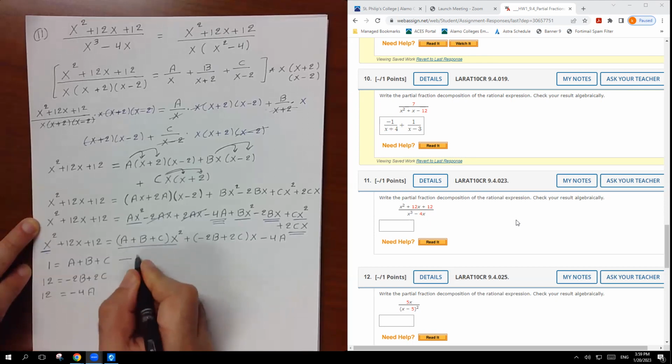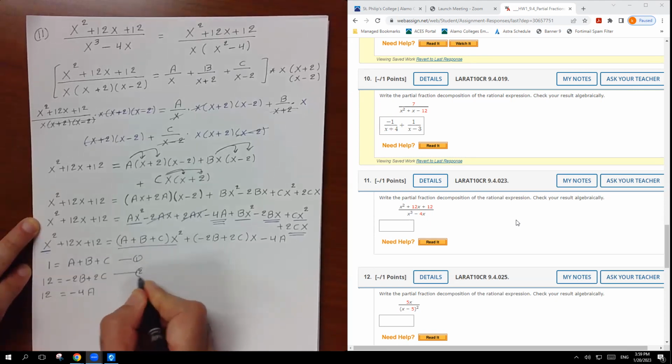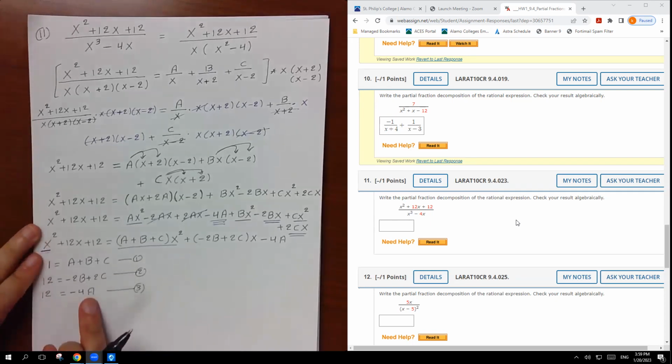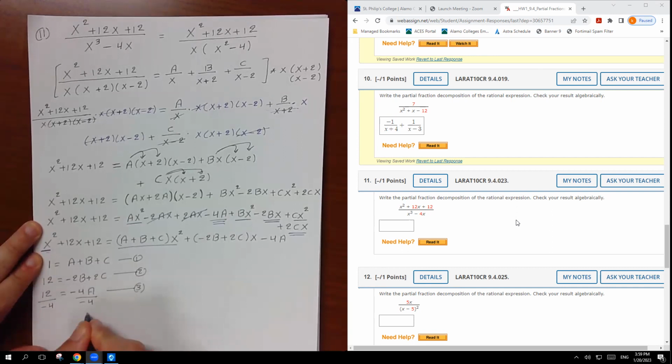So this is the first one, and the second one, and here is the third one. Now we need to solve this system to find the value of a and b and c. If you look at number 3, we have only a. So if you divide both sides by negative 4, a is going to be equal to negative 3. So this is the value of a.